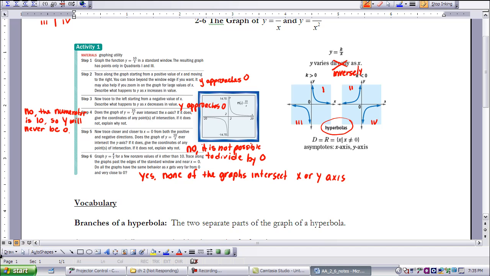We have the asymptotes then, which are our x-axis and our y-axis. We also have some symmetry. They're reflection symmetric to the line y equals x and to the line y equals the opposite of x. So we also have some reflection symmetry as well.